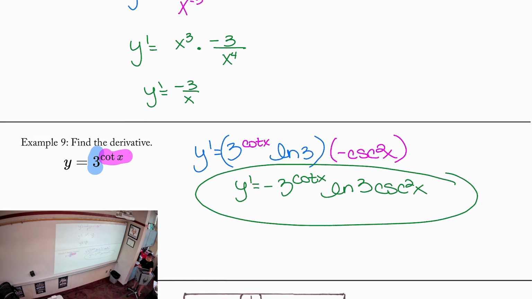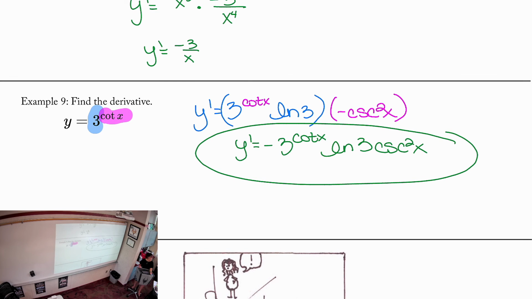Questions? Yes. So on this, if cotangent was something other than x, like if it was cotangent of x plus 3, we have to do the next one too. Yes.